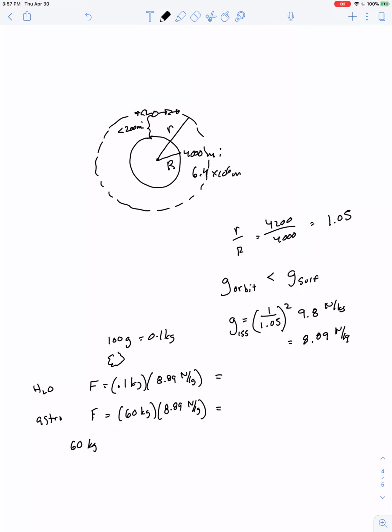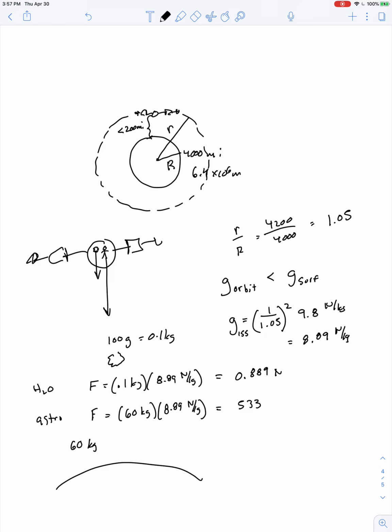So which has a bigger force of attraction with the Earth? A little blob of water floating inside the space station, or an astronaut floating inside the space station? The Earth is somewhere down here in this picture. So there's a force vector, there's another force vector. They're clearly not the same amount of force. 0.1 times 8.89 gives us 0.889 newtons. 60 times 8.89 gives us about 533 newtons. So they're definitely not weightless.